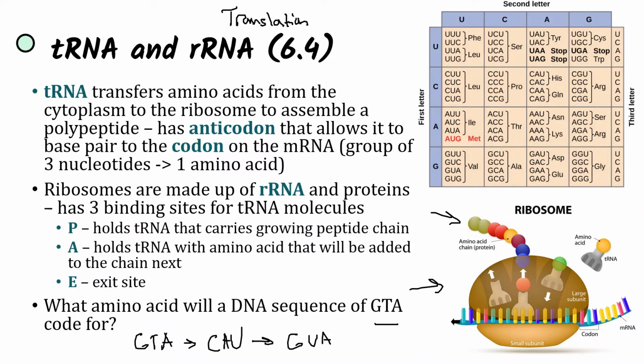Once we've gotten our GUA, that's our anticodon, that's our tRNA molecule, and now we can find what amino acid that codes for using the codon chart located over here. If we look at our first letter, that's G, so that's going to be right over here in this row. Then our second letter is U, so that's the first column, and our third letter is A, so third row. GUA codes for the amino acid valine.